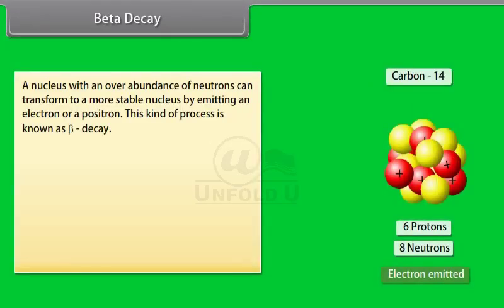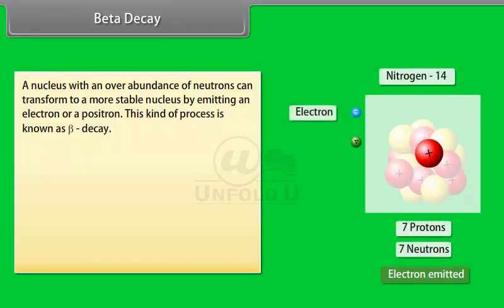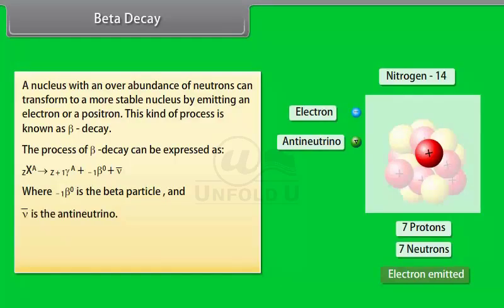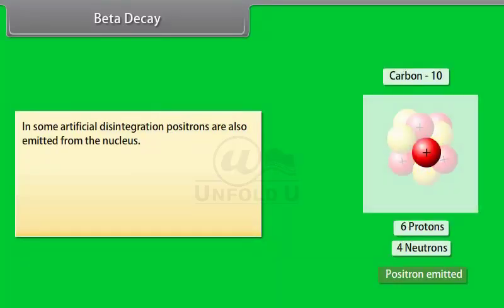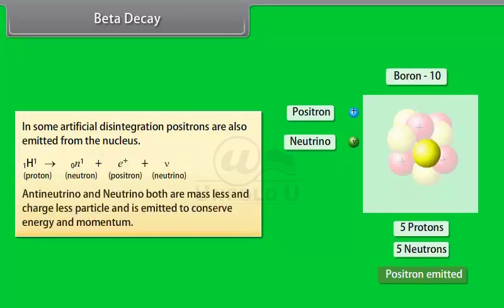Beta decay. A nucleus with an overabundance of neutrons can transform to a more stable nucleus by emitting an electron or a positron. This kind of process is known as beta decay. This process of beta decay can be expressed as follows, where e is the beta particle and ν is the antineutrino. For example, in some artificial disintegration, positrons are also emitted from the nucleus. Antineutrino and neutrino both are massless and chargeless particles and are emitted to conserve energy and momentum.